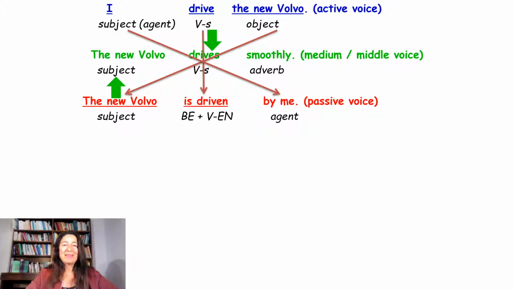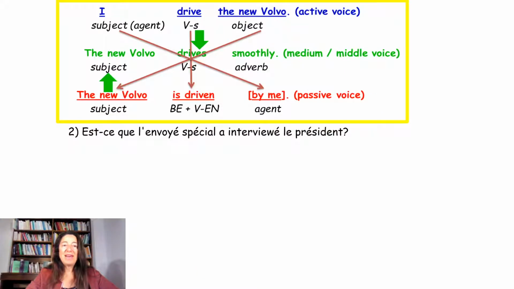So some practice now. Remember to be very active. So translate the sentences from French into English and answer the questions before I do if you really want to progress. Est-ce que l'envoyé spécial a interviewé le président? So in English, did the special reporter interview the president? And this is obviously the active voice.